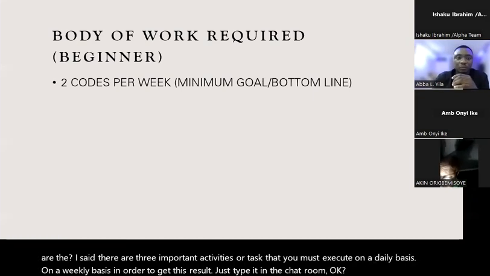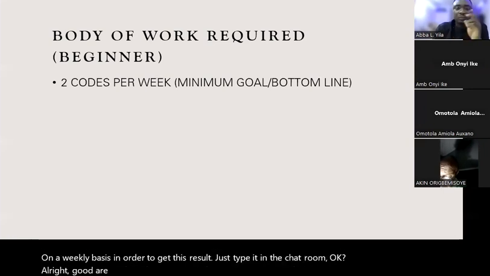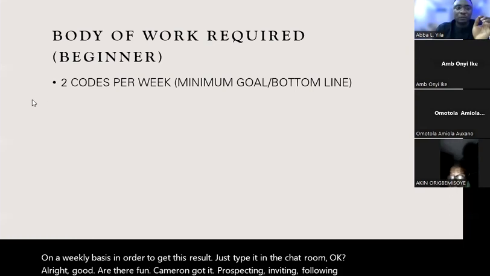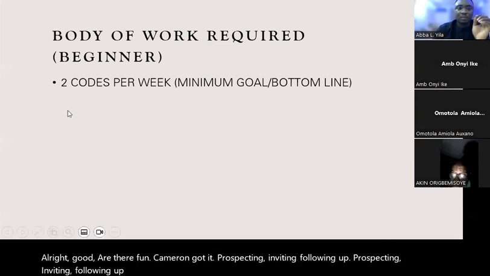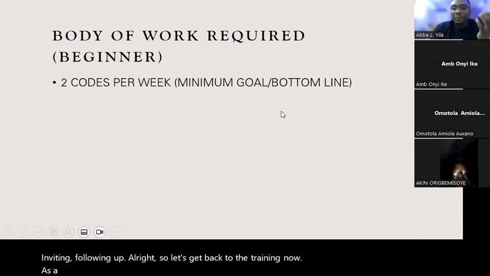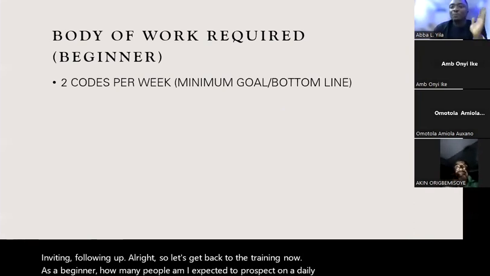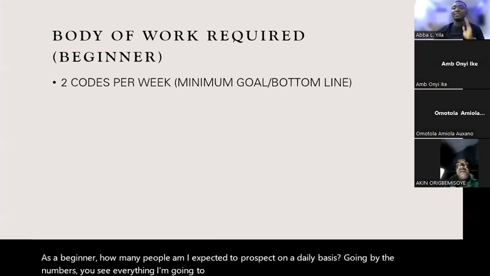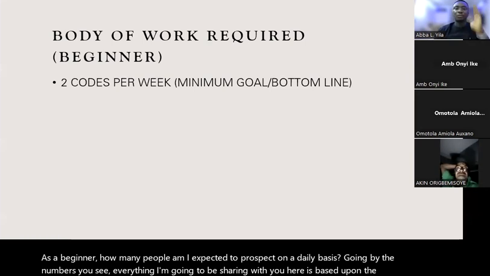All right, good. Adefunke Mary got it: prospecting, inviting, following up. All right, so let's get back to the training. Now, as a beginner, how many people am I expected to prospect on a daily basis? Going by the numbers, everything I'm going to be sharing with you here is based upon the numbers.